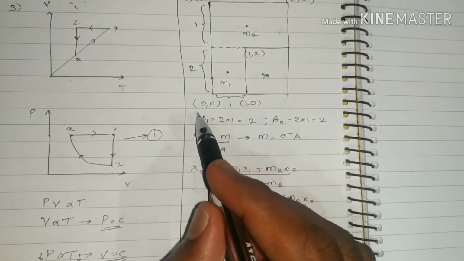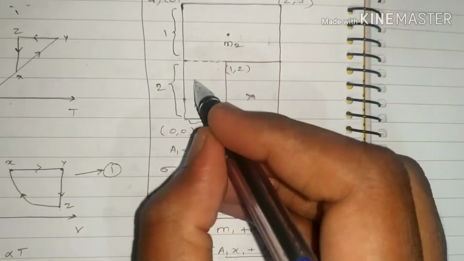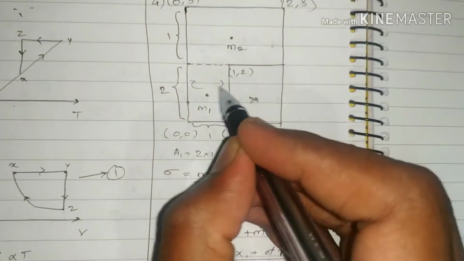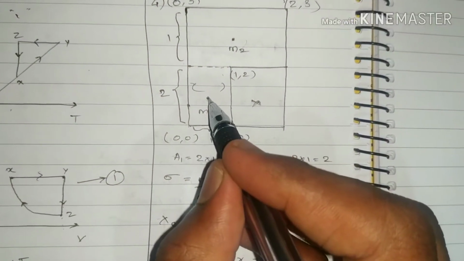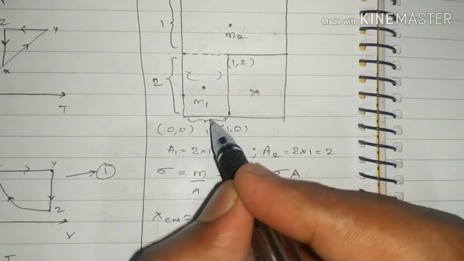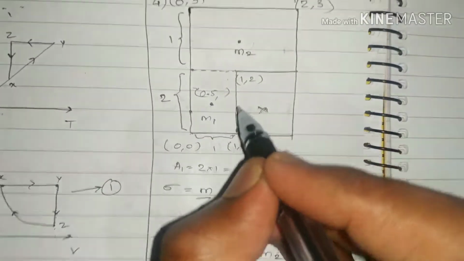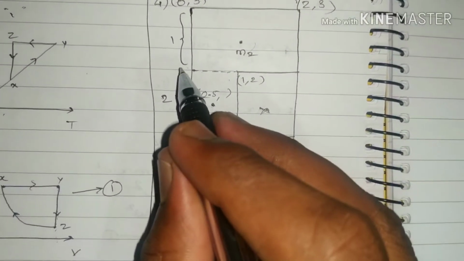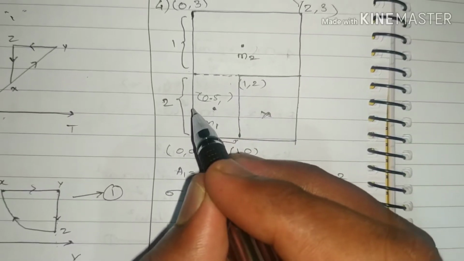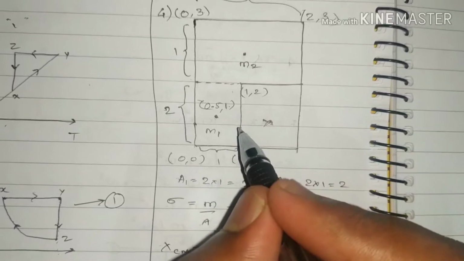So what will be the x coordinate and y coordinate of these two masses? Let us try to plot them. Since this is on the center, from origin the total length is 1, that means the center comes at 0.5. So the x coordinate of the first mass is 0.5, and our y coordinate, since total length is 2, the center comes in the center, that means y coordinate will be equal to 1.